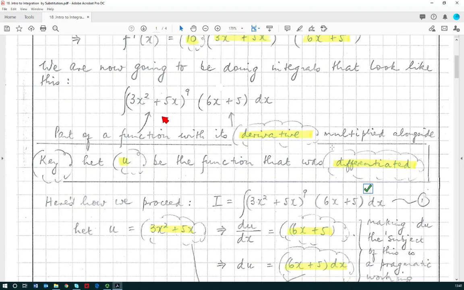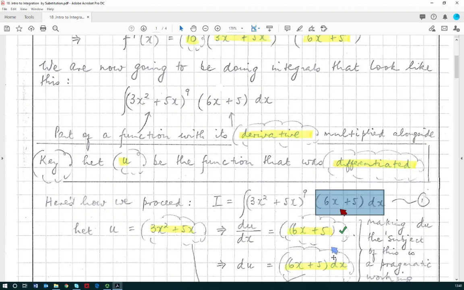Everything must go. So that's got to go. That is u. I've let u be equal to 3x² + 5x. I then see I've got (6x + 5) dx alongside. Well, here we go, (6x + 5) dx. That's got to go as well. So watch what we do. Let's differentiate this. You get du/dx = 6x + 5. Let's try and set up (6x + 5) dx.